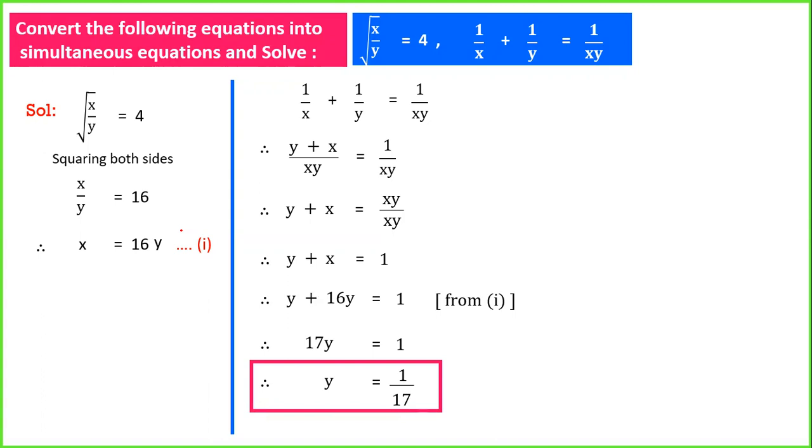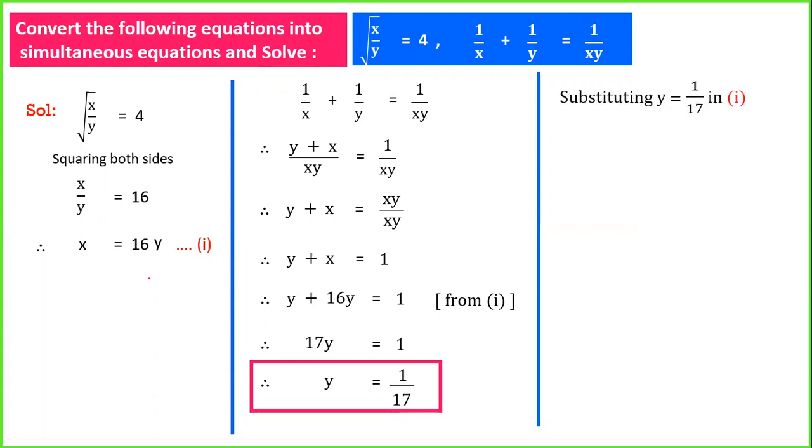The question says solve. Whenever the question says solve, the sum ends with the values of all the variables, all the unknowns in the equation. So there is one more unknown in the equation, that is x. So what we can do is we can substitute the value of y as 1 upon 17 in equation number 1. So substituting y is equal to 1 upon 17 in equation number 1.